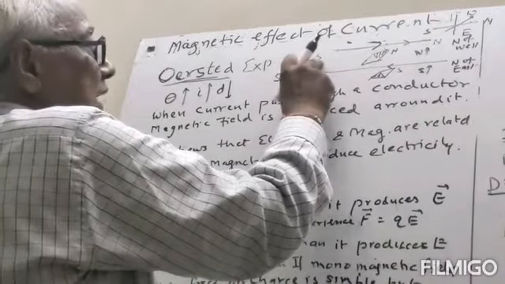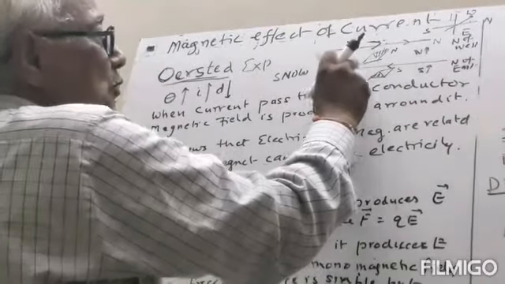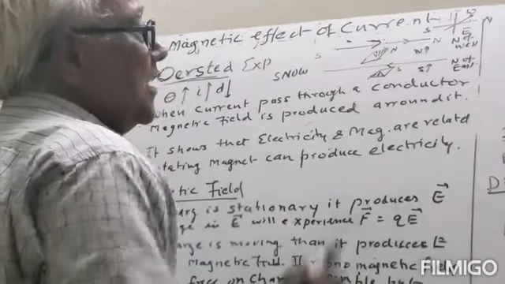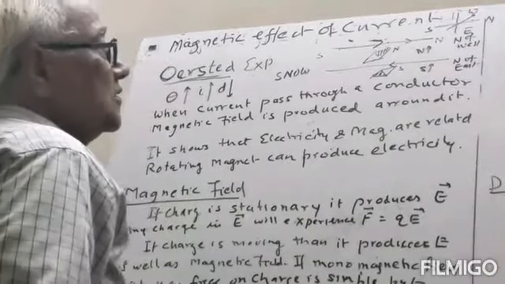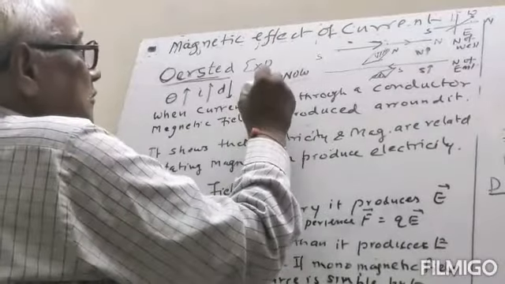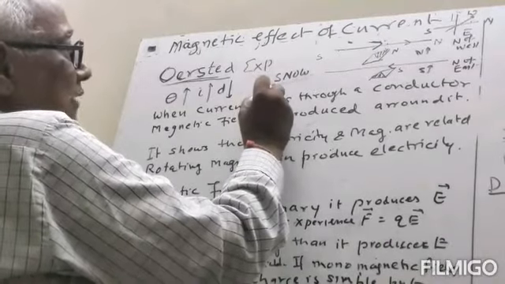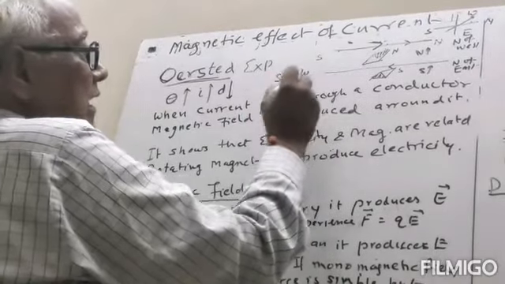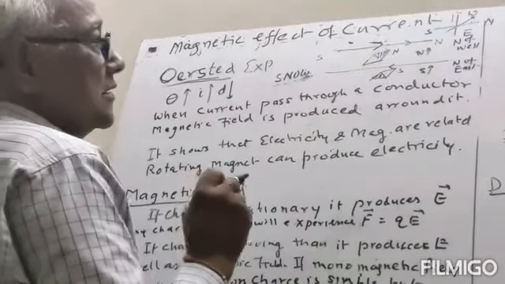So when the current passes from south to north, the north pole will be deflected in this direction, and this direction will be north of west direction. So we can show that by this figure. Here it means the current is from south to north and the wire is over the needle and the north pole will be moved towards the west.